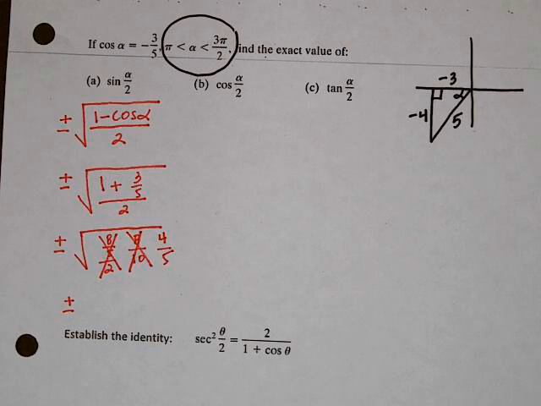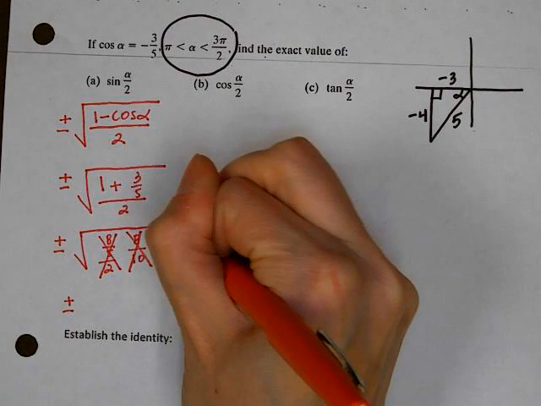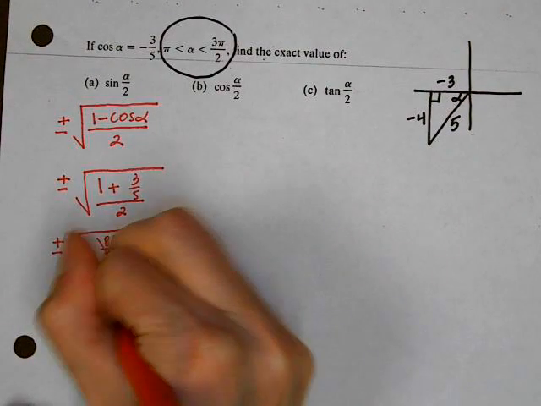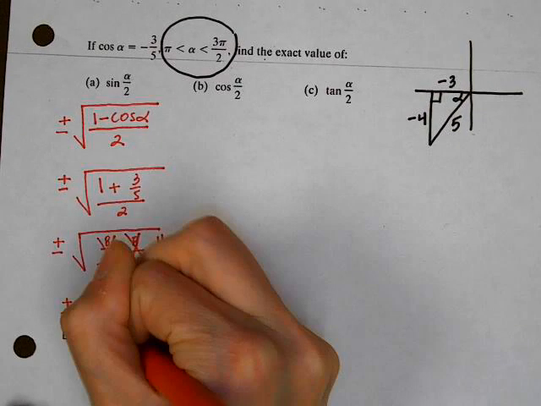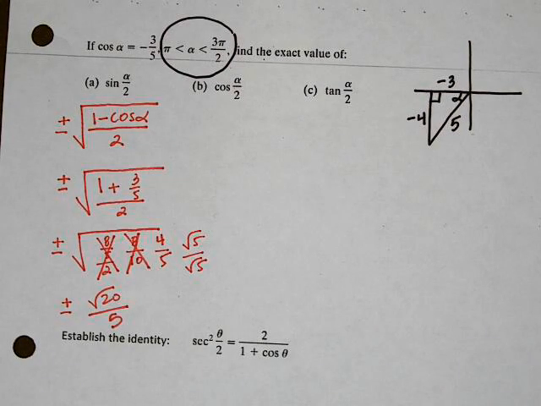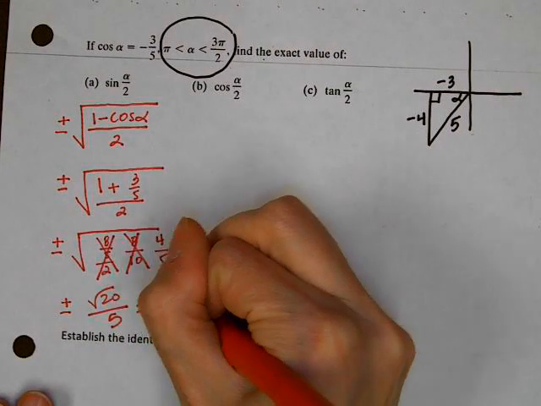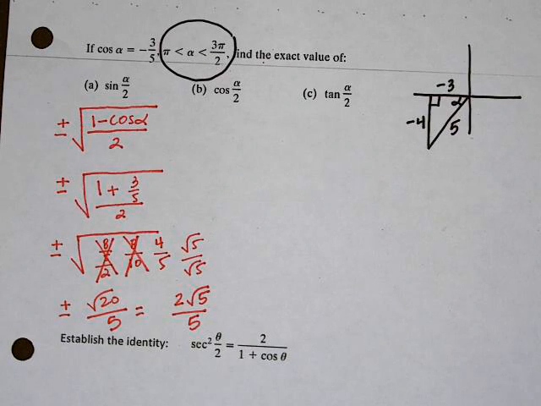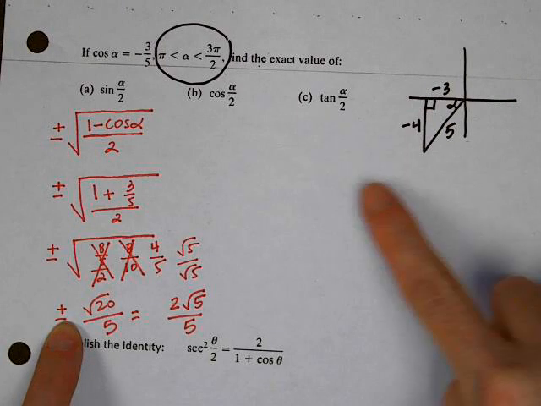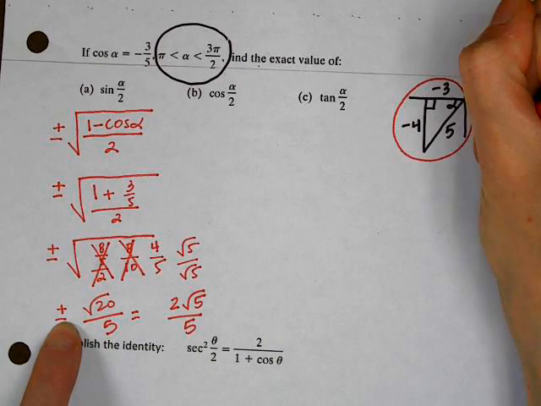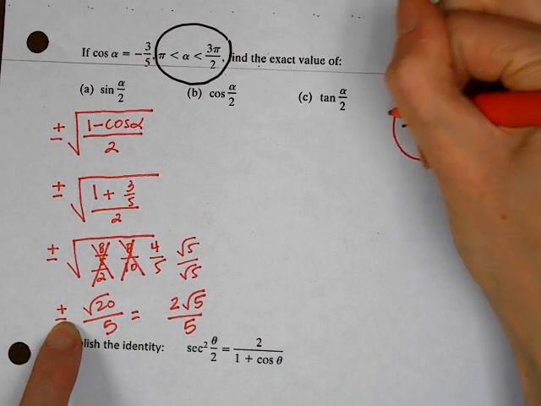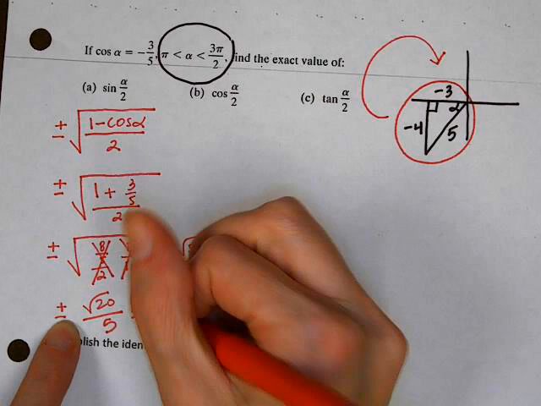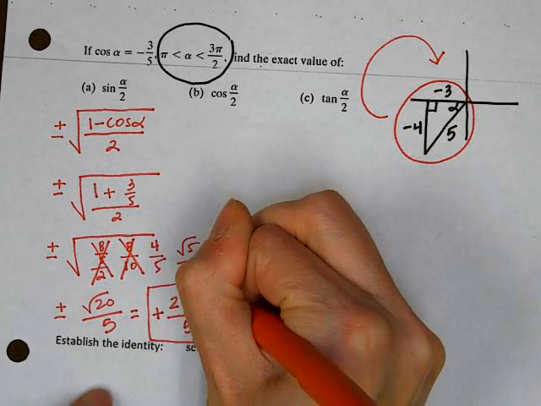But then we need to rationalize it. So if we multiply by √5 over √5, we end up with √20 over 5. And then square root of 20 simplifies to 2√5 over 5. And now let's talk plus or minus. The half angle of something in the third quadrant would be in the second quadrant, and sine is positive in quadrant 2, so we want the positive version. So that's your answer.